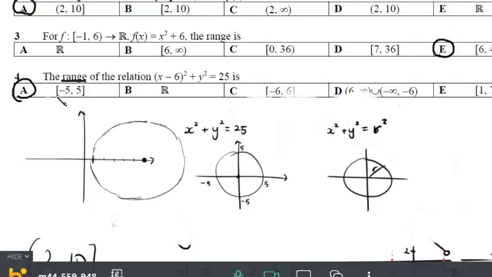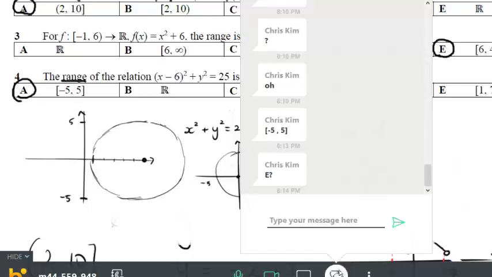Okay, so range is from -5. So you can see that this is -5, and this is 5, isn't it? And this is what's the domain though? I want you to think about the domain. Is domain in here in the choice? Yeah, well done, Chris. So I think Chris is doing really well.